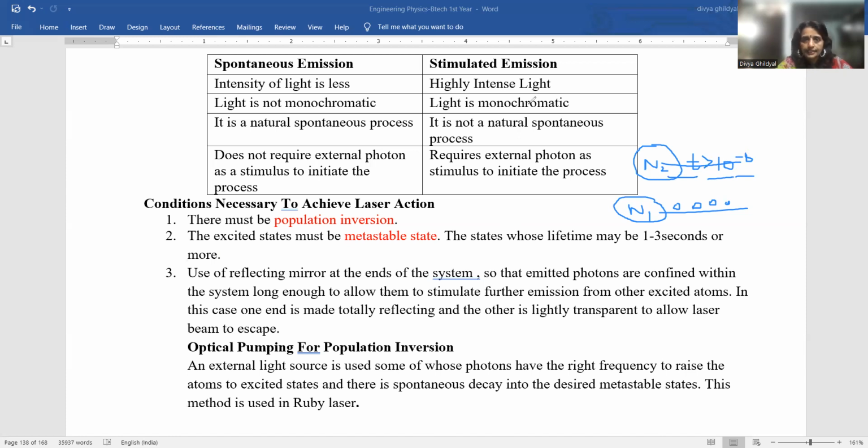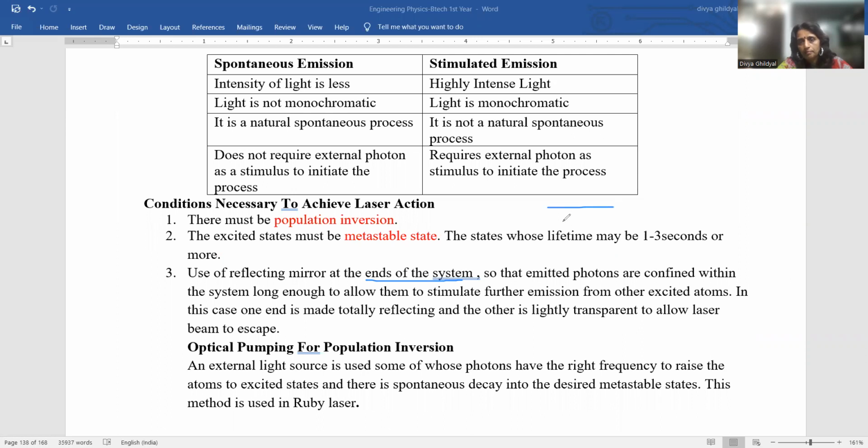See, laser light is highly directional. You must have heard very simple applications of laser light: eye surgery, kidney stone removal, cutting metals, metallurgy, etc. So the direction of the laser beam should be highly directional. This is possible only with the help of a good mirror setup at the end of my laser system.